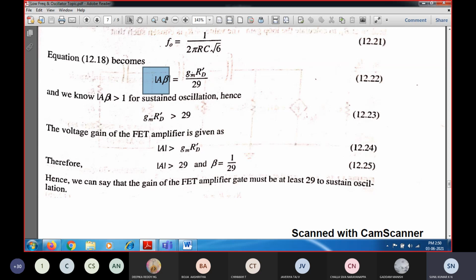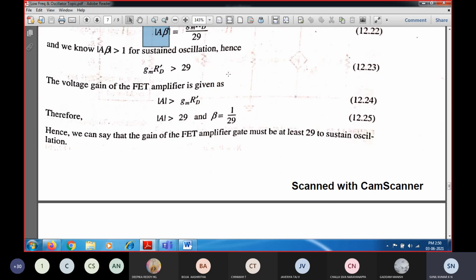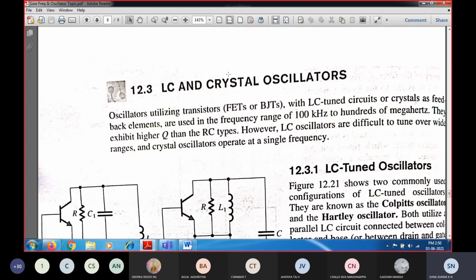So if Gm into RD dash is equal to 29, that means 29 divided by 29, so it will be equal to 1. If it is equal to 1, then it is going to satisfy the Barkhausen criteria of loop gain equal to 1, and also it is going to have a phase shift around the loop equal to 0 degrees. So the circuit will oscillate. So this is about the RC phase shift oscillator.